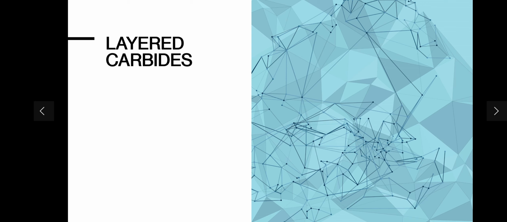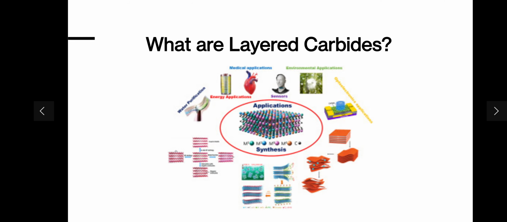I'm going to make a quick presentation right here on layer carbides. Right here you can see a couple of the applications of layer carbides. They go from medical applications, energy applications. They serve for renewable energies in order to improve our environment. They also serve a lot in heat dissipation and some other applications I'll mention in a second.